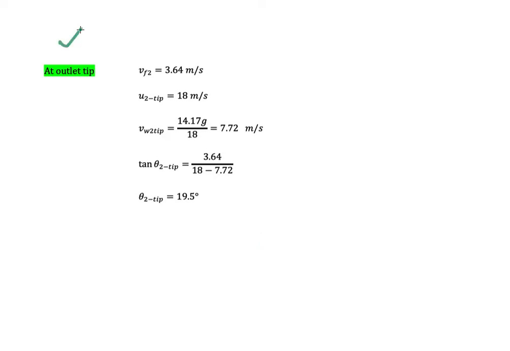And this is the calculation for outlet at the tips. So we have VF2 as 3.64, we have U2 at tips here, and then we have V2 at tips here. And then we could calculate the angle is 19.5 degree.